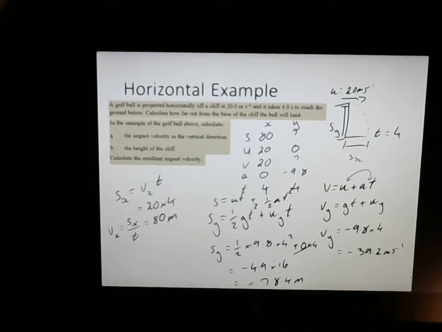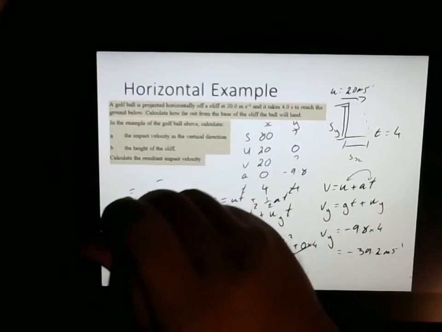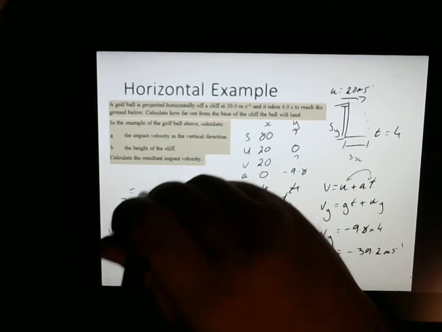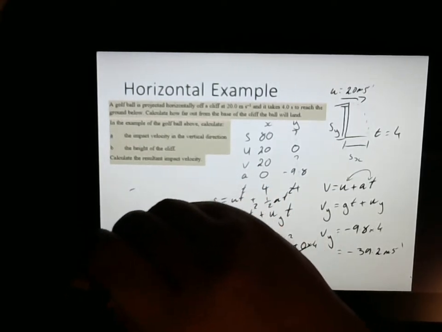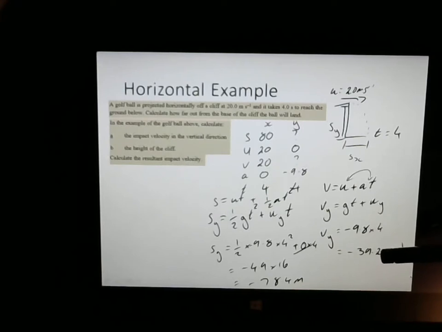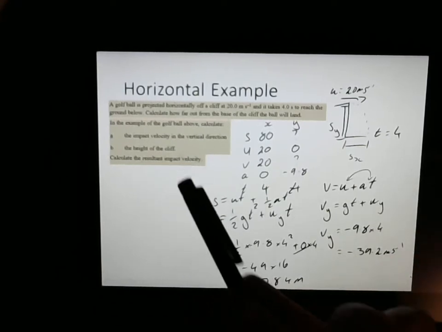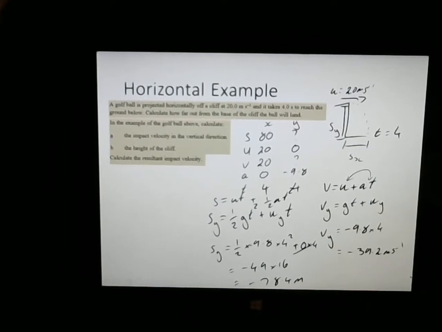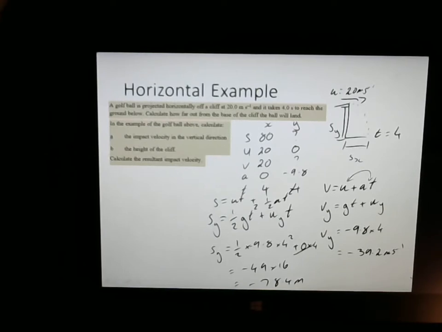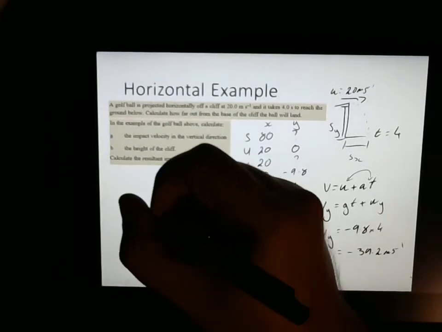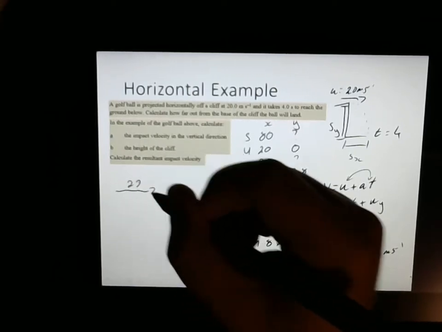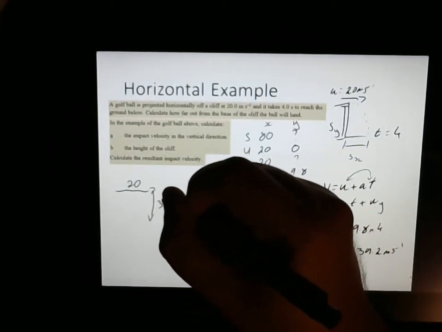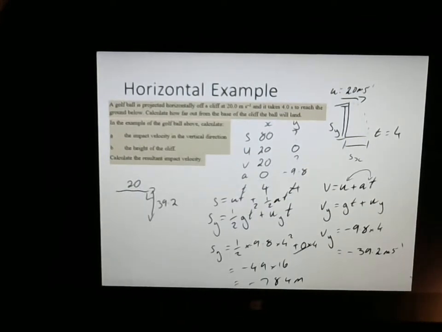Now the last part of this question is asking what is the resultant velocity, or resultant impact velocity. Didn't we just work that out? We worked out the impact velocity in the vertical direction. The resultant impact velocity, remember, we need to combine our two velocity vectors together. So we need to combine this initial velocity of 20 with this final velocity falling down, because when it hits the ground, both vectors are part of this. So let's draw that. I have a vector to the side of 20, and I have a vector going down of 39.2. They are perpendicular to each other, at right angles.